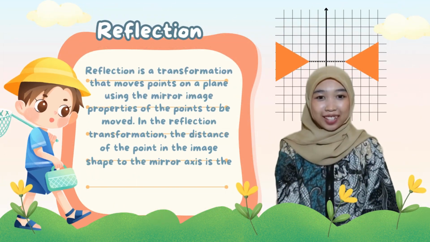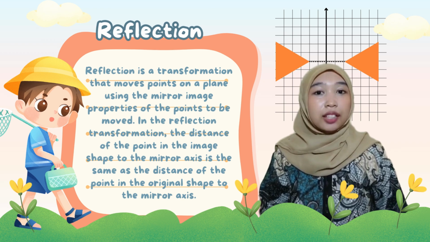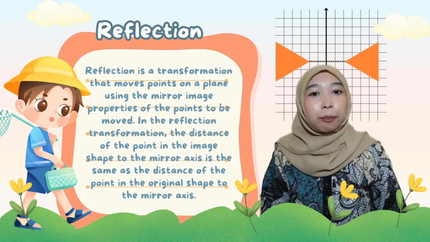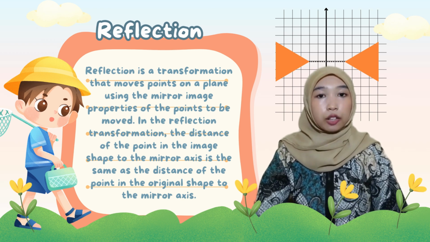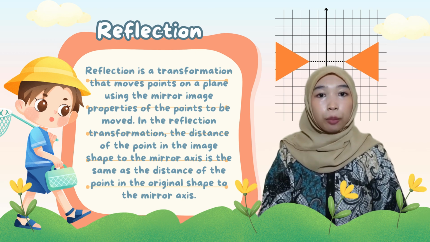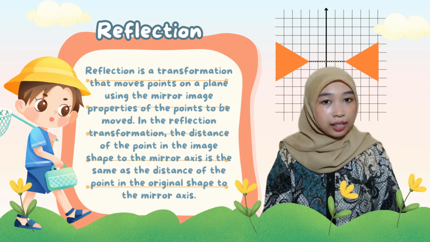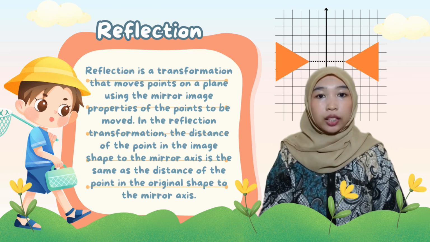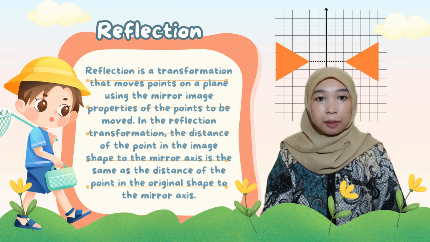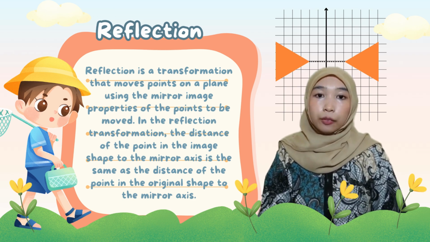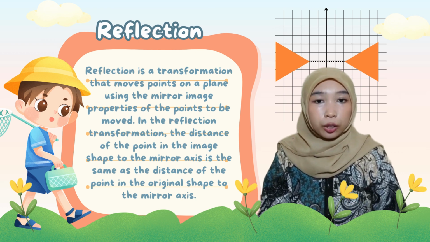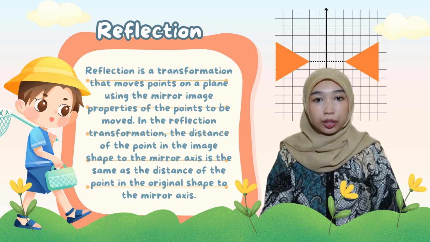Okay, first is reflection. Reflection is a transformation that moves points on a plane using the mirror image properties of the points to be moved. In the reflection transformation, the distance of the point in the image shape to the mirror axis is the same as the distance of the point in the original shape to the mirror axis, but the image faces in the opposite direction. In reflection, translation may also occur because of changes in the position.